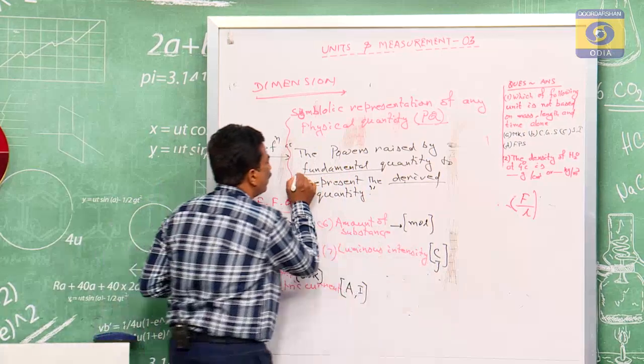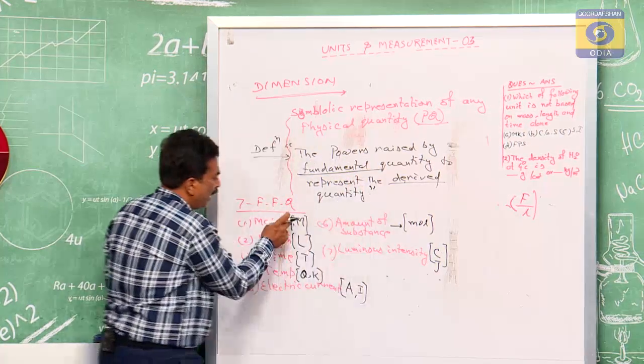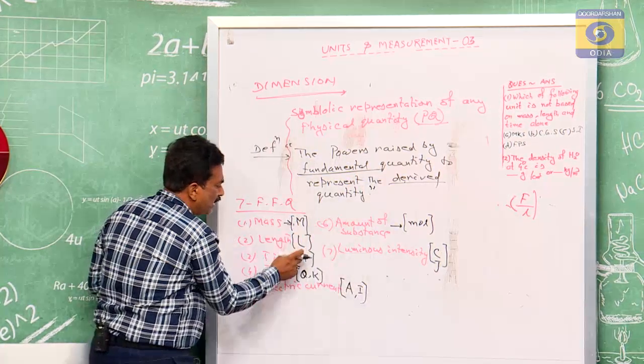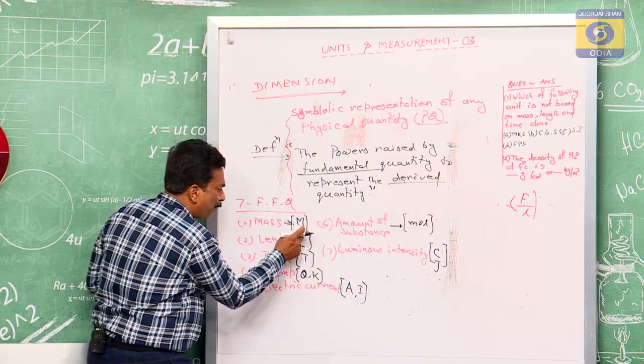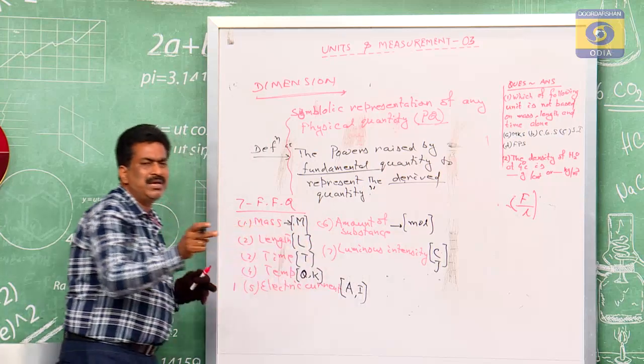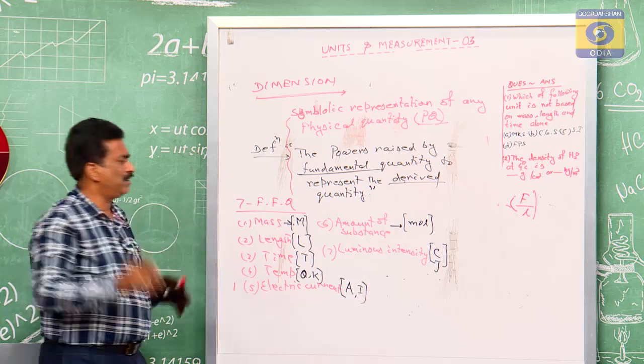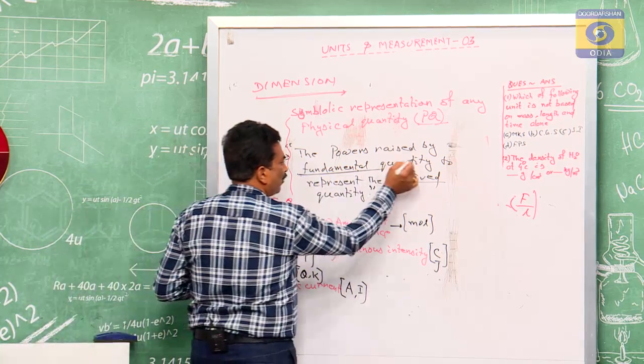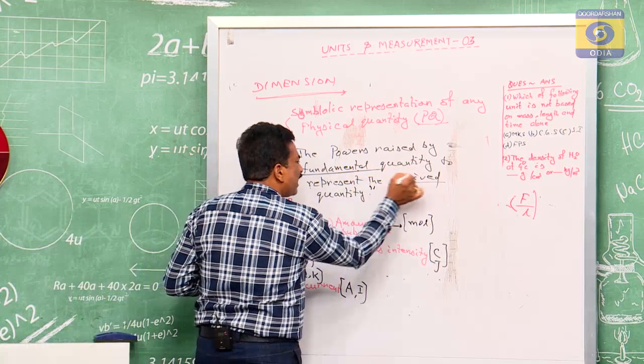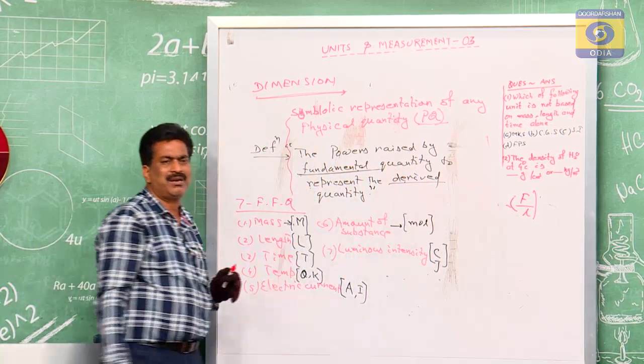So, these are the fundamentals. According to the definition, what powers these fundamentals bear, those powers taken together are the dimension. So, for the fundamental quantity, to represent the derived quantity.